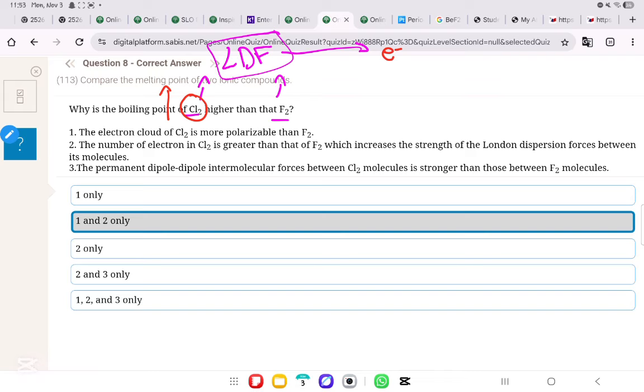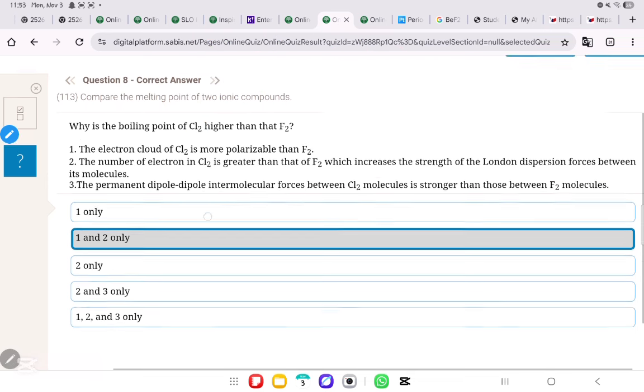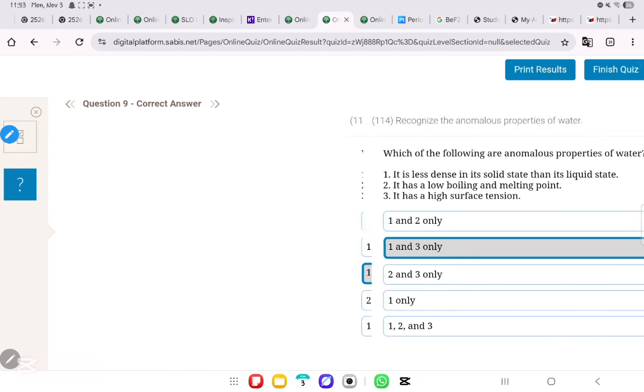So now, if the electron cloud is more polarizable, the strength of the London dispersion forces increases, and so then the boiling point increases. So the correct answer is 1 and 2. We'll move on to question number 9.